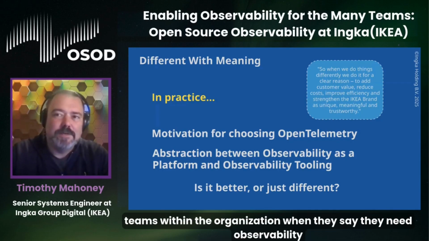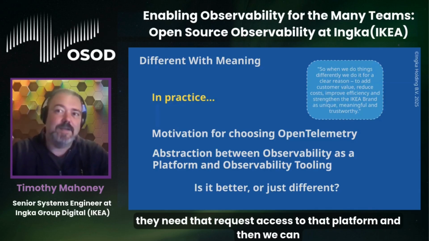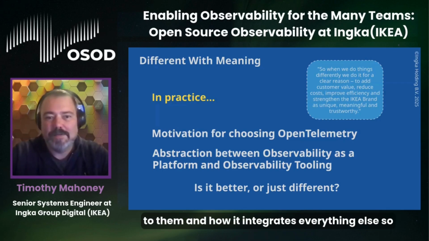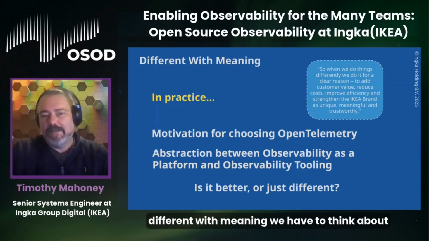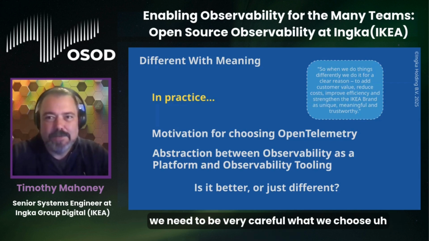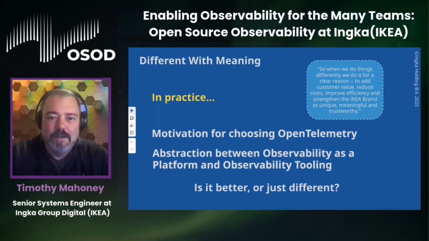It also helped us create an abstraction between observability as a platform and the observability tooling. So the teams within the organization, when they say they need observability, they're not asking for a specific tool by name. They're saying that they need to request access to that platform, and then we can curate what tooling is available to them and how it integrates with everything else. So different with meaning, we have to think about what we're offering. Is it better or just different? We need to be very careful what we choose to offer the organization.